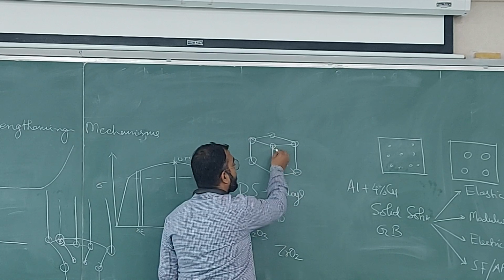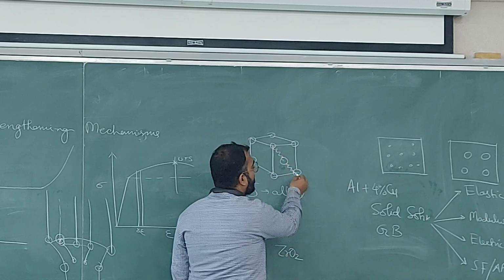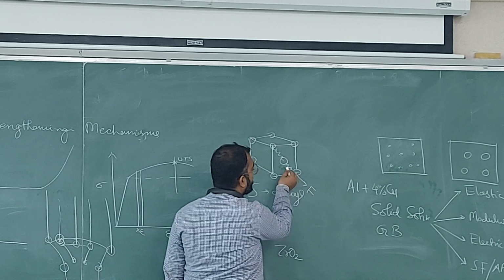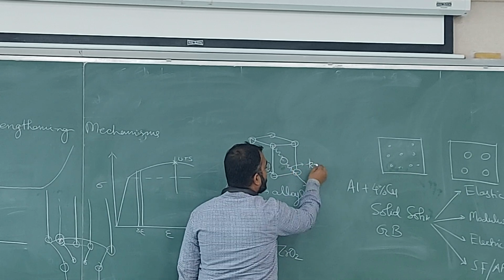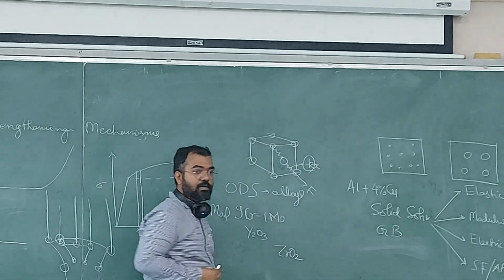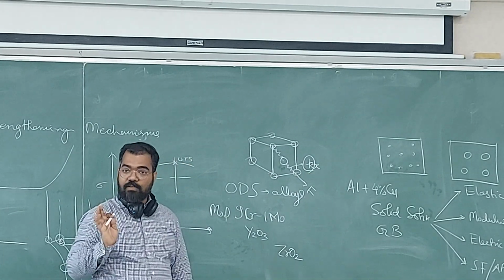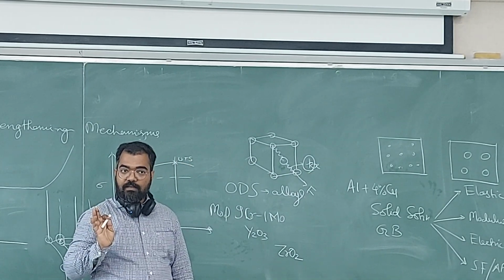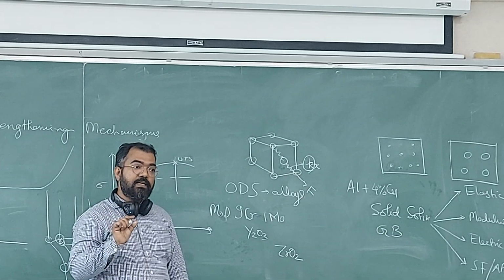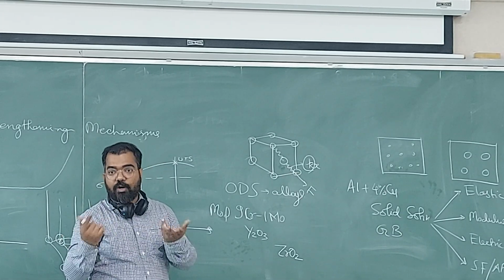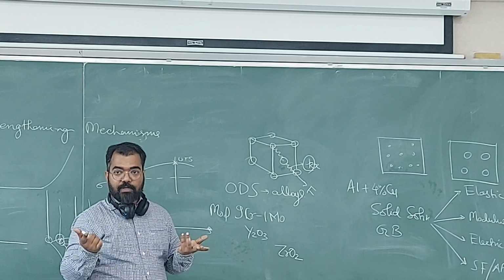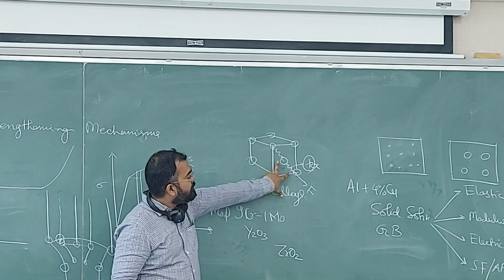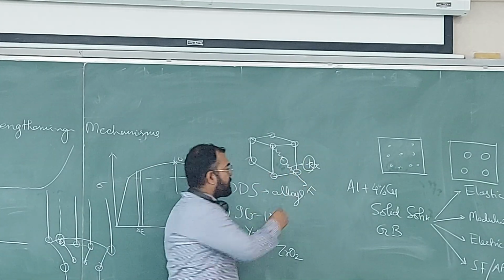So suppose this is a spring, and if I apply a force, there is going to be a displacement which is proportional, and the proportionality constant is the spring constant in this case, right? So this spring constant is equivalent to the bond strength we have between two atoms, right? So if it was aluminum, you will have K1.